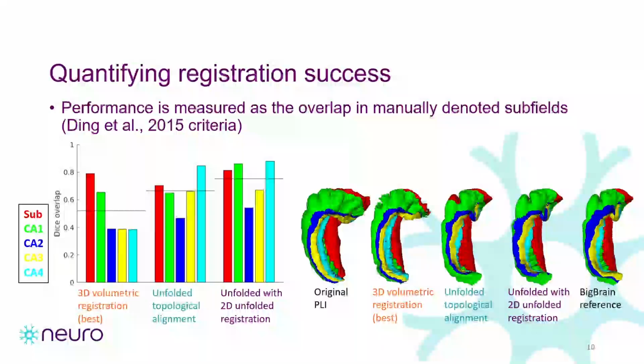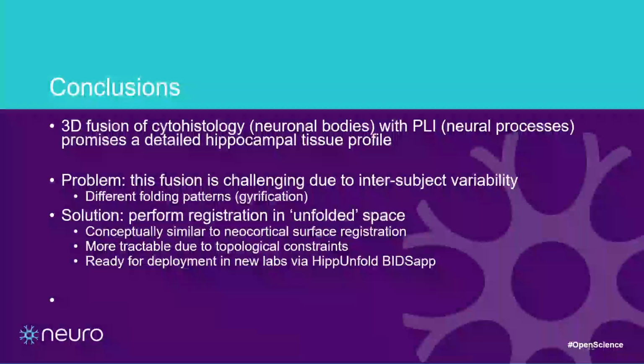Luckily, quantitatively we see quite a stark improvement in the overlap between these manually defined subfields, which is kind of our ground truth for how homologous these two points are between the two samples. Altogether, we think that doing this registration in unfolded space makes the most sense because of the inherent 2D topology of the hippocampus, and it makes this a more constrained or tractable problem for registration. And I just want to shout out to HipUnfold, which is fully available as a BIDS app. It can be used automatically for MRI data and can be customized to work with high-resolution data like this.